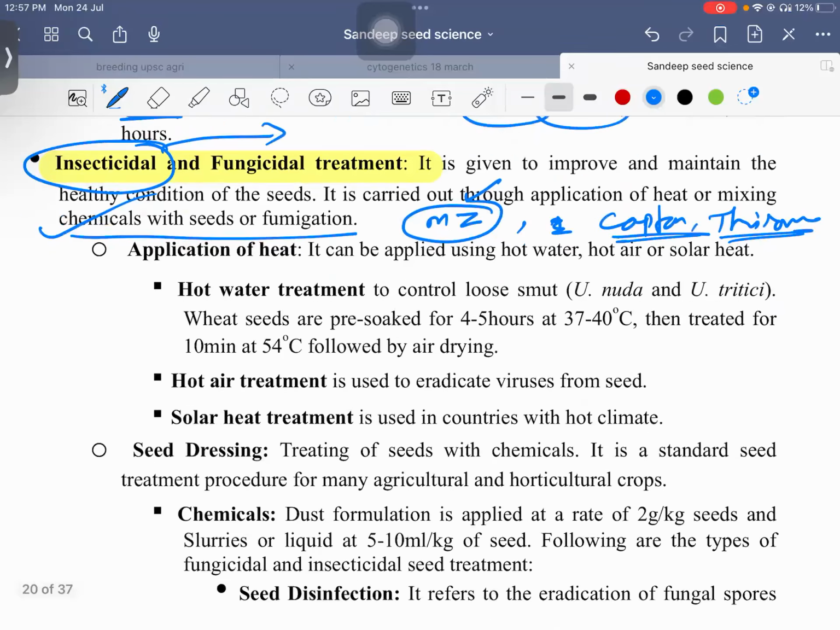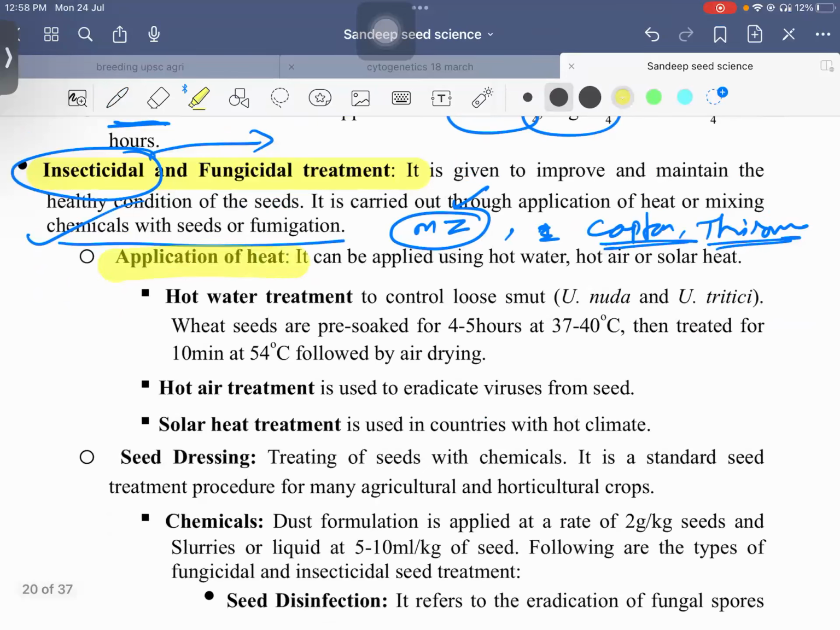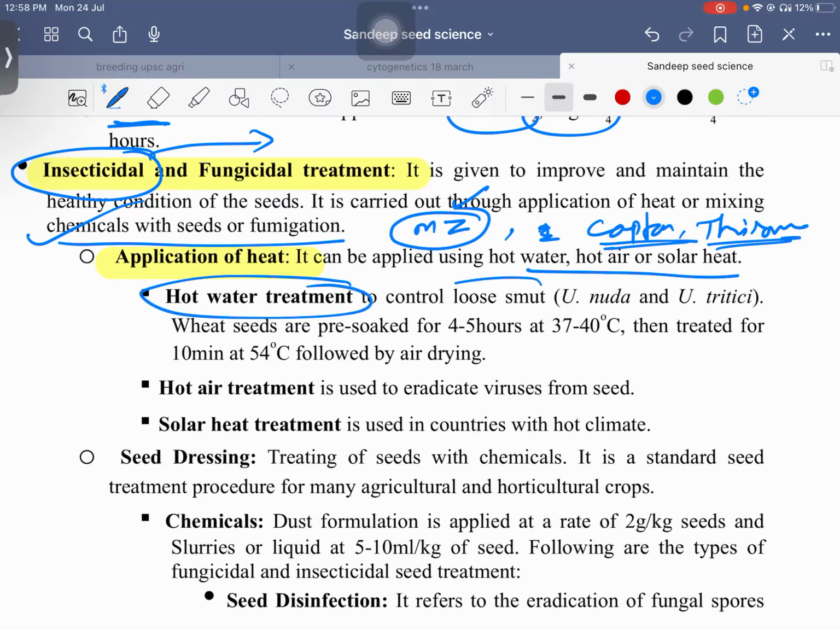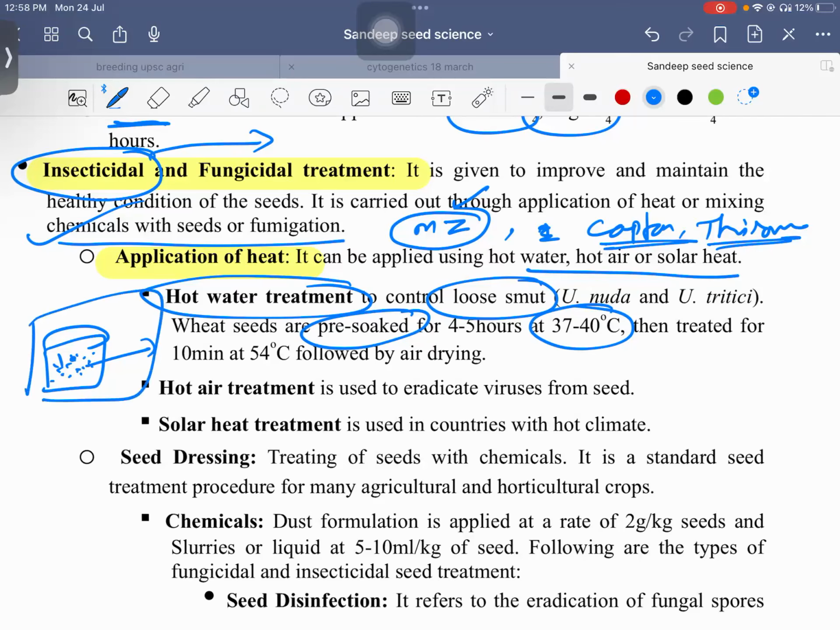That's correct. Next, application of heat is also a way of seed treatment, using hot water or hot air and other things. Hot water treatment we do for loose smut. Wheat seeds are pre-soaked for 5 hours at 37 to 40 degrees Celsius, then they are dried. This will reduce the loose smut incidence.